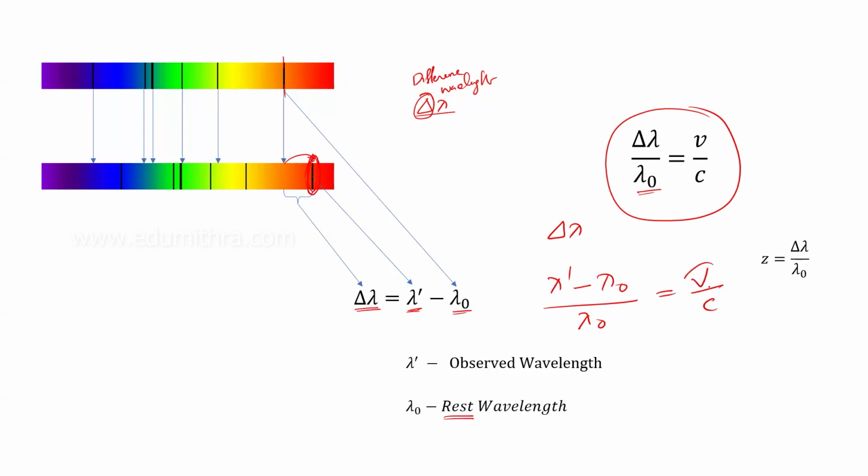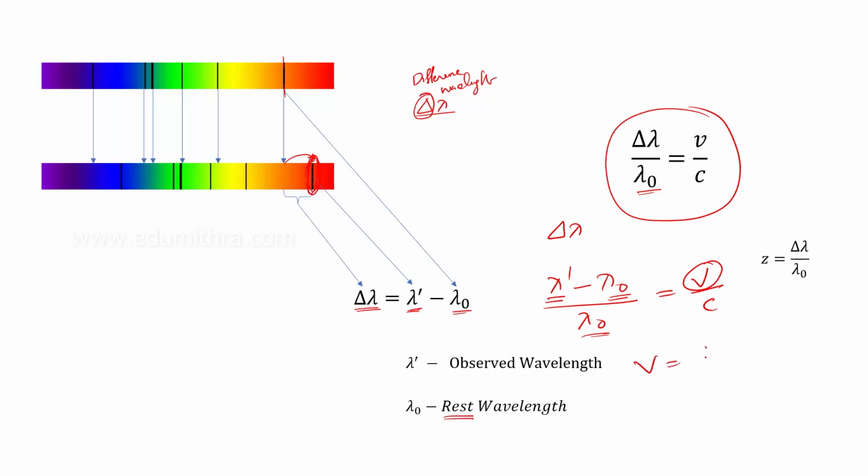What is v? V is the velocity with which the galaxy or whatever you are observing is moving away from us, or maybe coming towards us. That you can understand from the shift. If it is a red shift, it is moving away from us. If it is a blue shift, it is coming towards us. Now using this equation, you have lambda dash and lambda 0, so you can calculate this v.